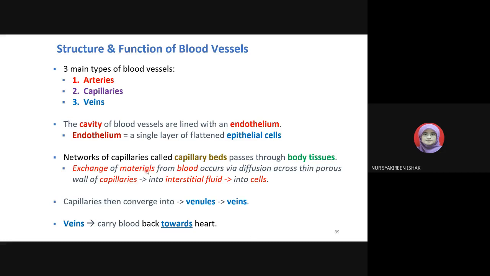So capillaries then converge into venules and also veins, which carry blood back into the heart. So basically, arteries are blood vessels that carry blood away from the heart. Veins carry blood back towards the heart.